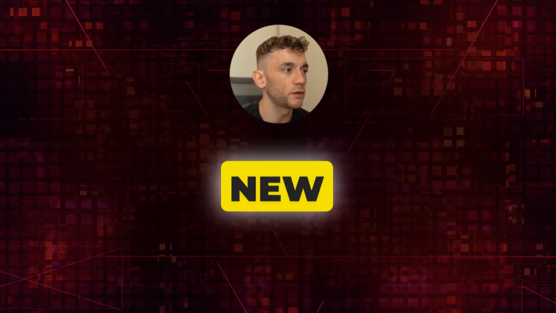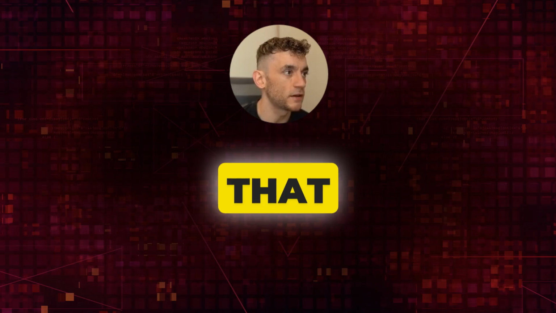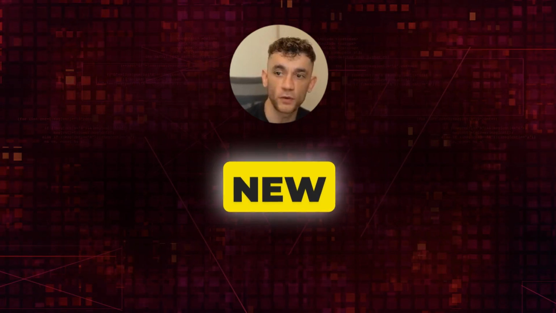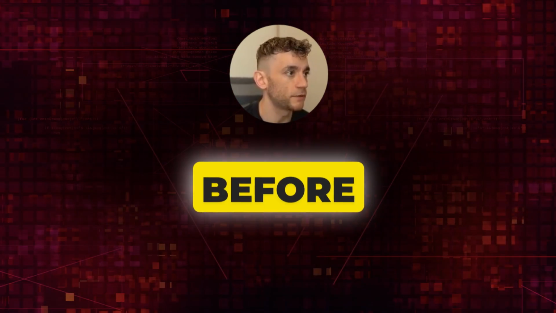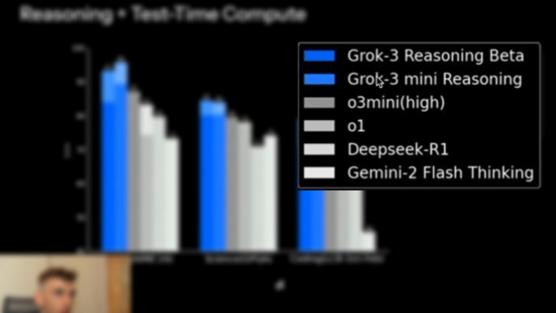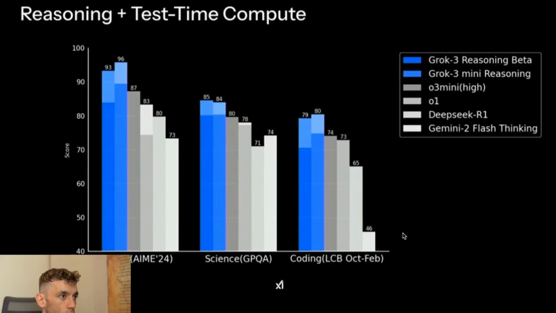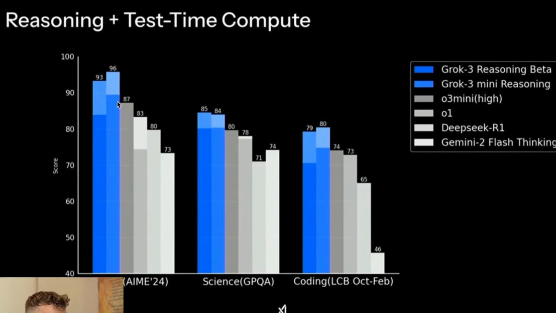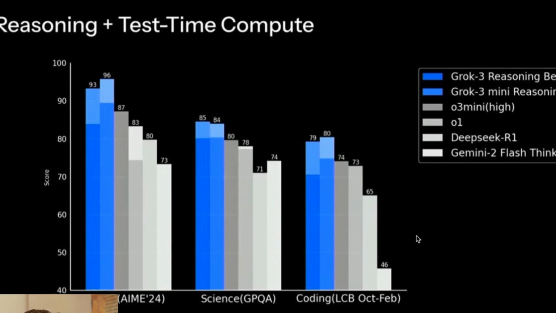Now, one of the new things about Grok 3 is this new reasoning model that it never had before. And if we compare this to some of the best AI models in the world, you can see that Grok 3 is outperforming O3 Mini, O1, DeepSeek R1, and Gemini 2 Flash Thinking by a long way. The blue is Grok, and the rest of the models are trailing behind by quite a long way when it comes to math, science, coding, for this reasoning and test time compute power.